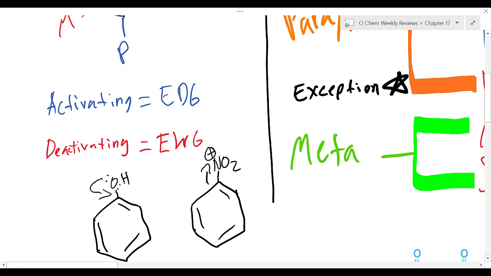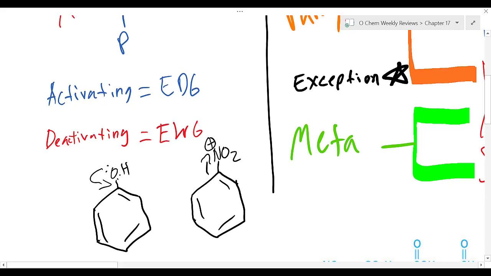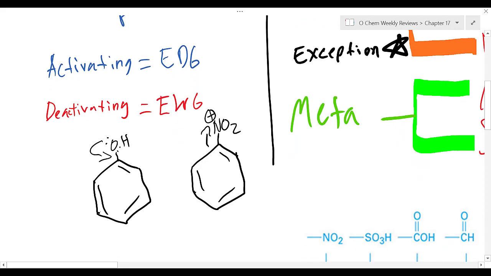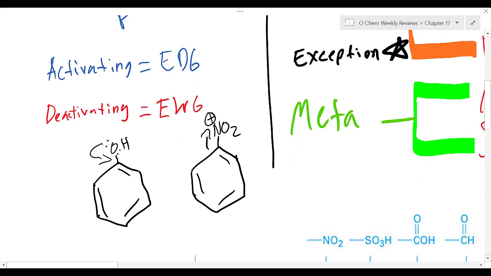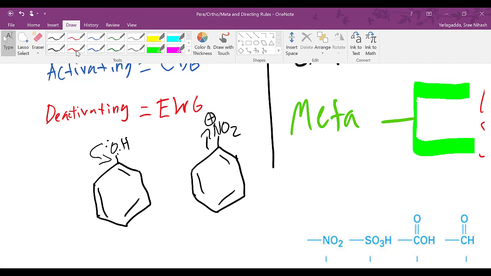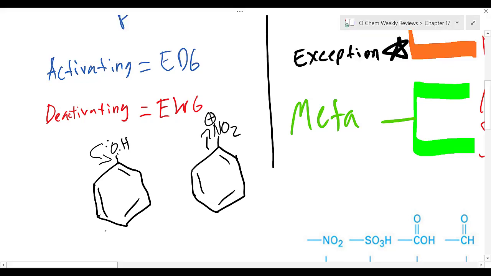We're going to use the words activator and deactivator a lot in this chapter. Essentially, an activating group is known as an electron donating group, and a deactivating group is known as an electron withdrawing group. Now, the reason why these are called electron donating and electron withdrawing, or activating and deactivating, is, so let's take a look at these two examples. This is an activator and this is a deactivator.